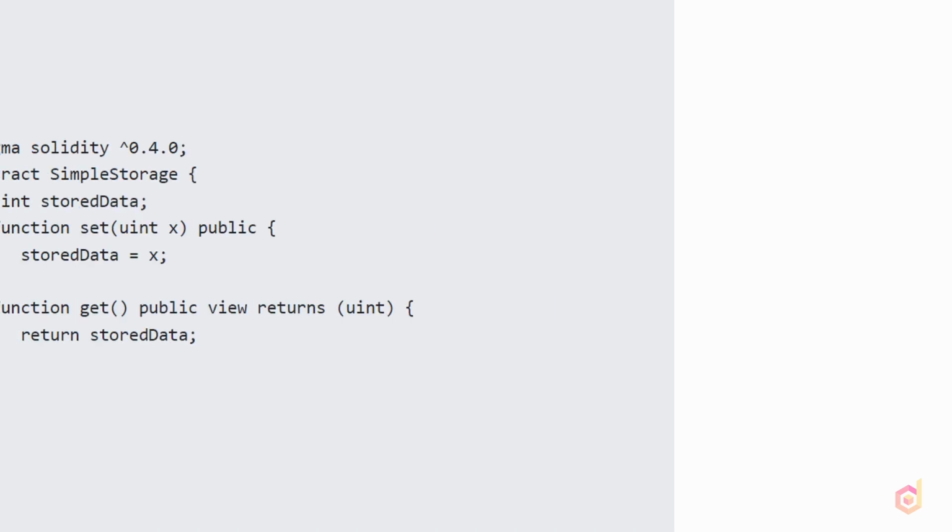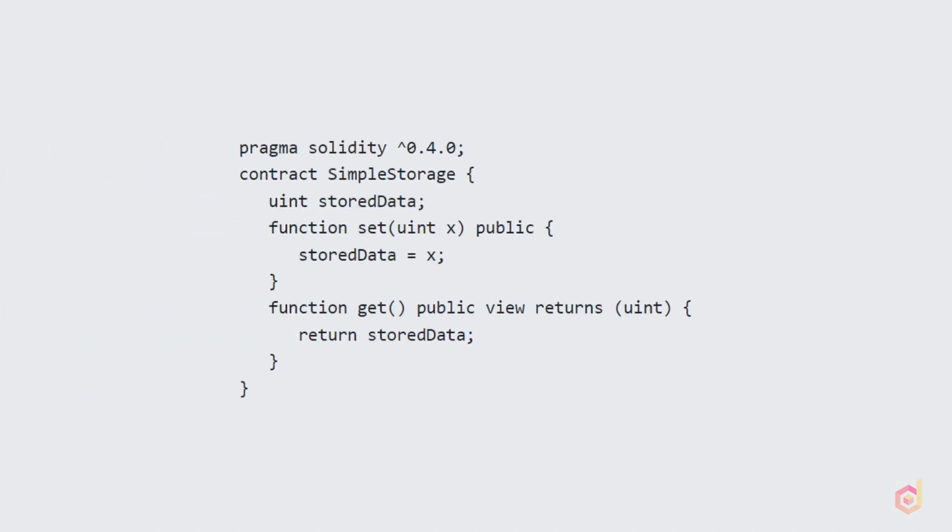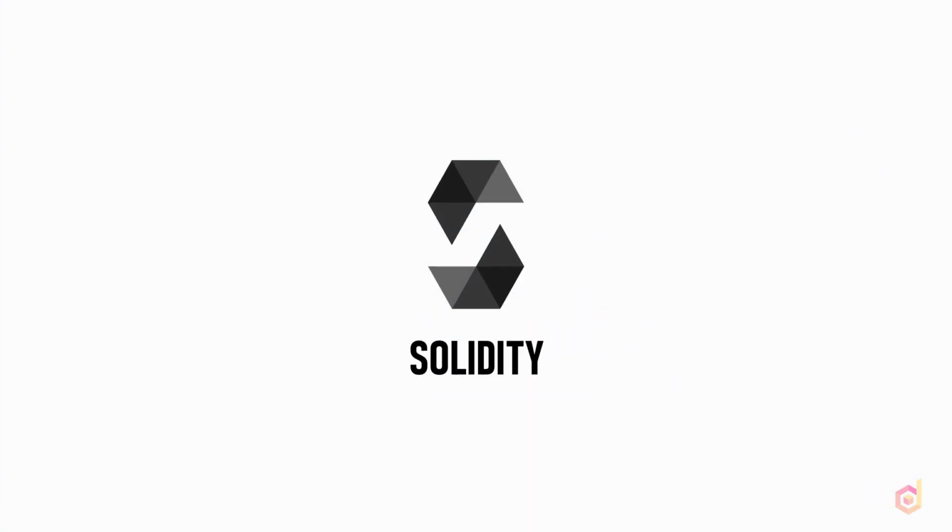This is a basic example of a storage smart contract, where one can store an integer on the Ethereum blockchain and retrieve it back. Smart contracts as of now are written in the Solidity language.